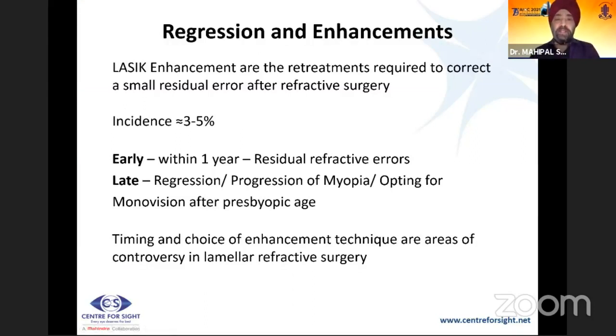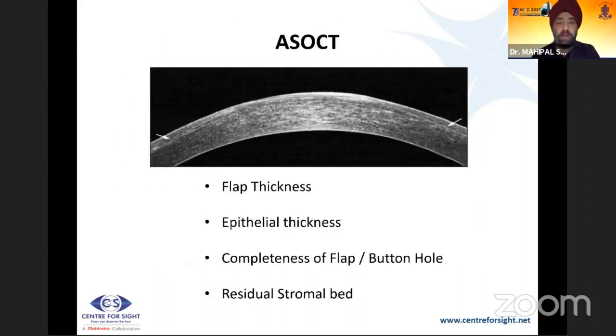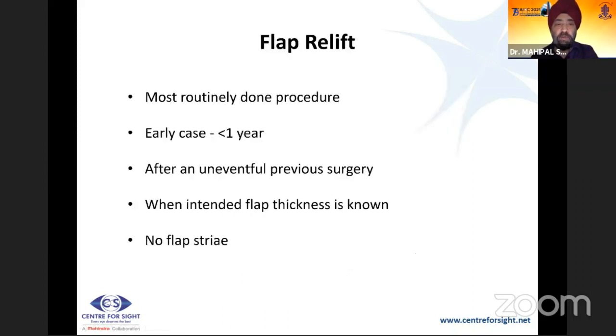When you are having regression and you need to do enhancements, the problem is what should you do? So there are a couple of things that you can do. You can do an ASOCT, which is very important, because even if I have said I have used a keratome of 120 microns, it is not sure that the flap was 120 microns. So doing an ASOCT, you will get the flap thickness, you will get the epithelial thickness, plus you will get the residual stromal bed. That is most important for you to get the residual stromal bed.